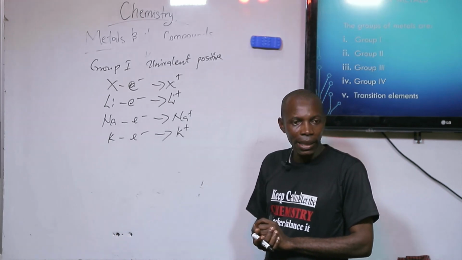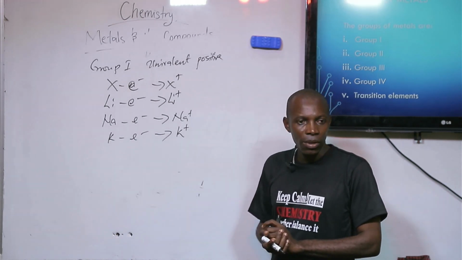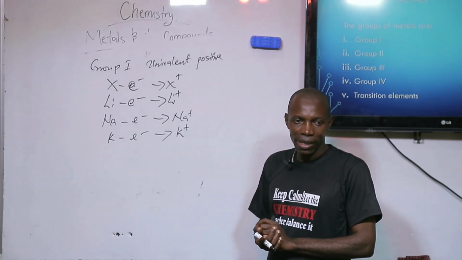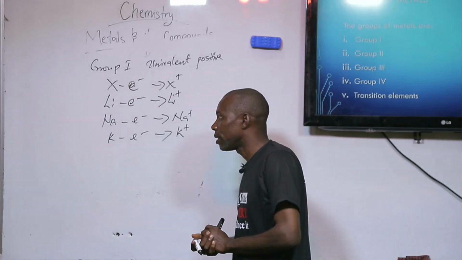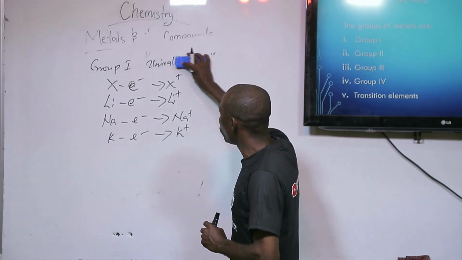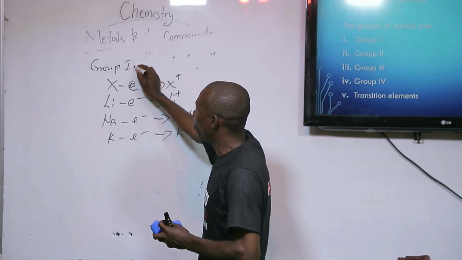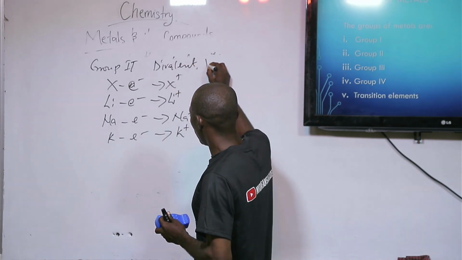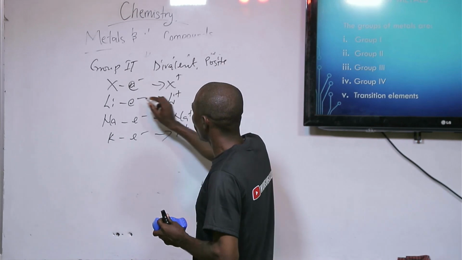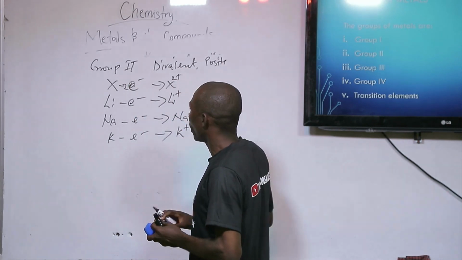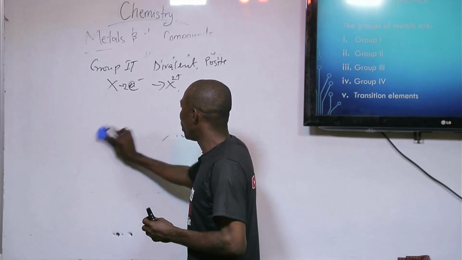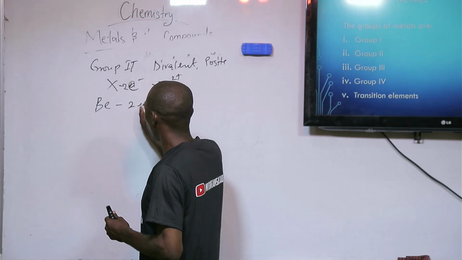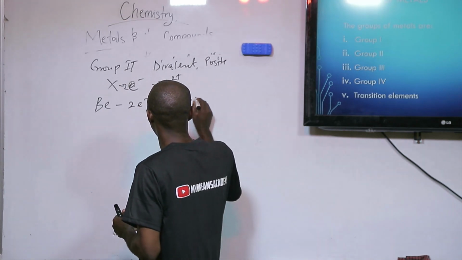Similarly, the group 2 is also divalent, in the sense that they can lose 2 electrons and become divalent positive. Example, you have beryllium. It can lose 2 electrons to become what? Be2 plus.